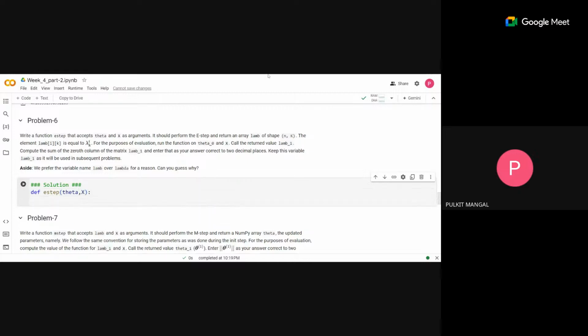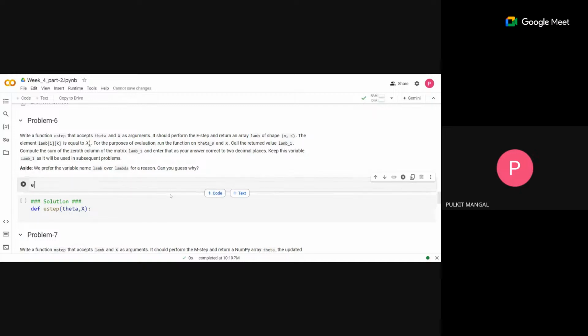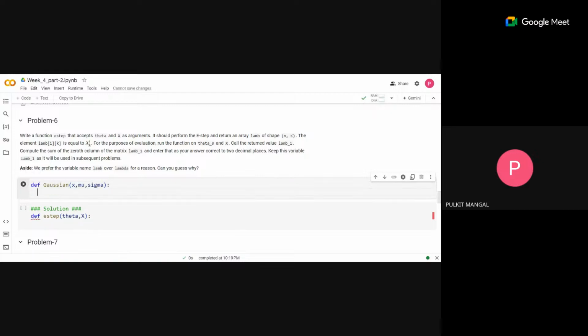Okay, so for this we need to calculate the Gaussian function, because we need the normal. So let's first create the Gaussian function, which basically takes x, mu and sigma. We did it yesterday also, right? We defined a function to calculate the density for the normal distribution.